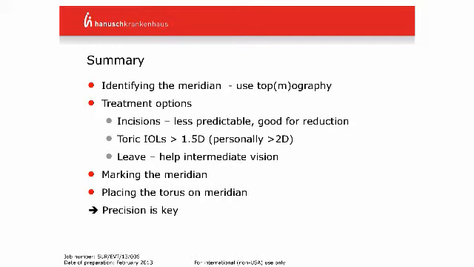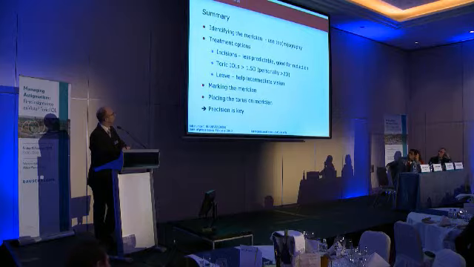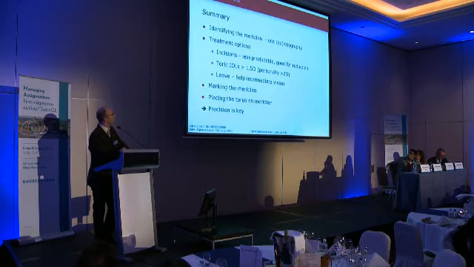I believe now the toric lenses will be moving into this 1.5 to 2, maybe even 1 to 1.5 diopter segment. Next slide, please. So just to summarize the first part of the talk, which is really about identifying the meridian. I think that has been alluded to before. Incisions, I haven't shown you any data now, but we know that they're less predictable, and I just told you about some of the problems for LRIs.